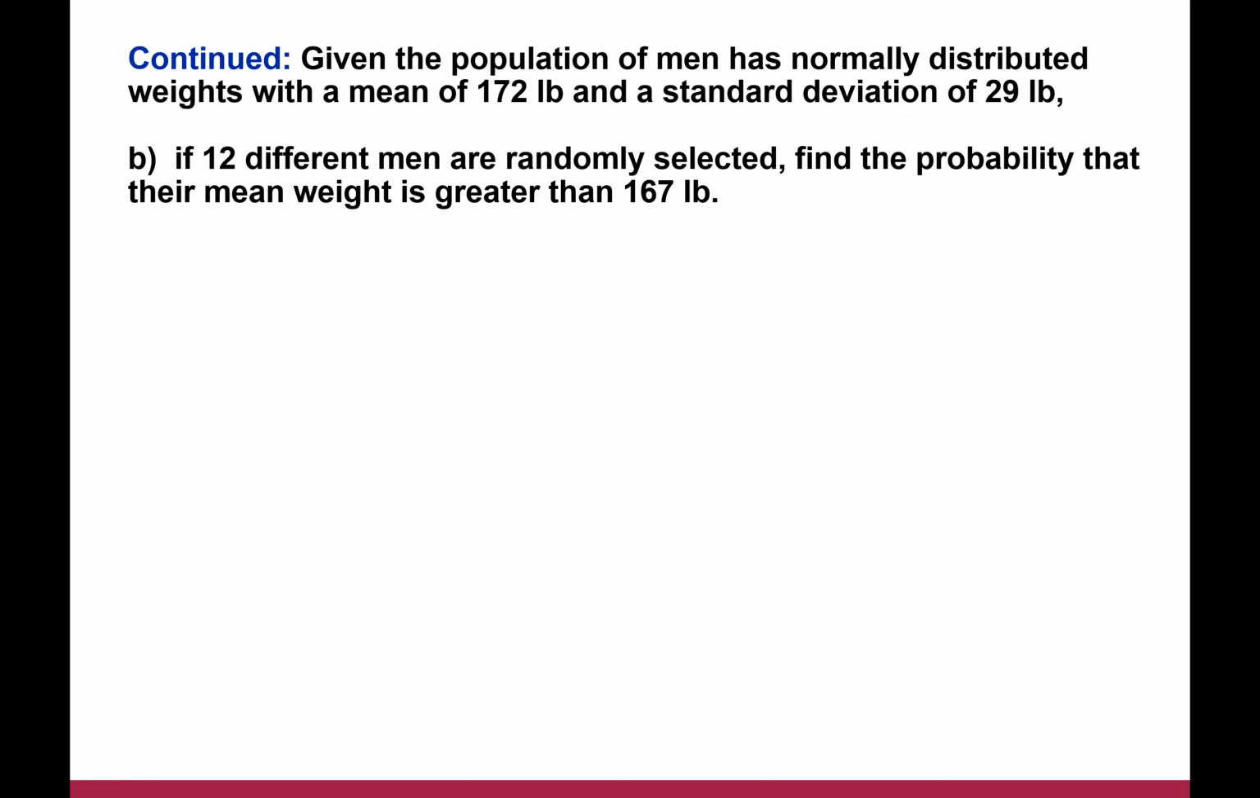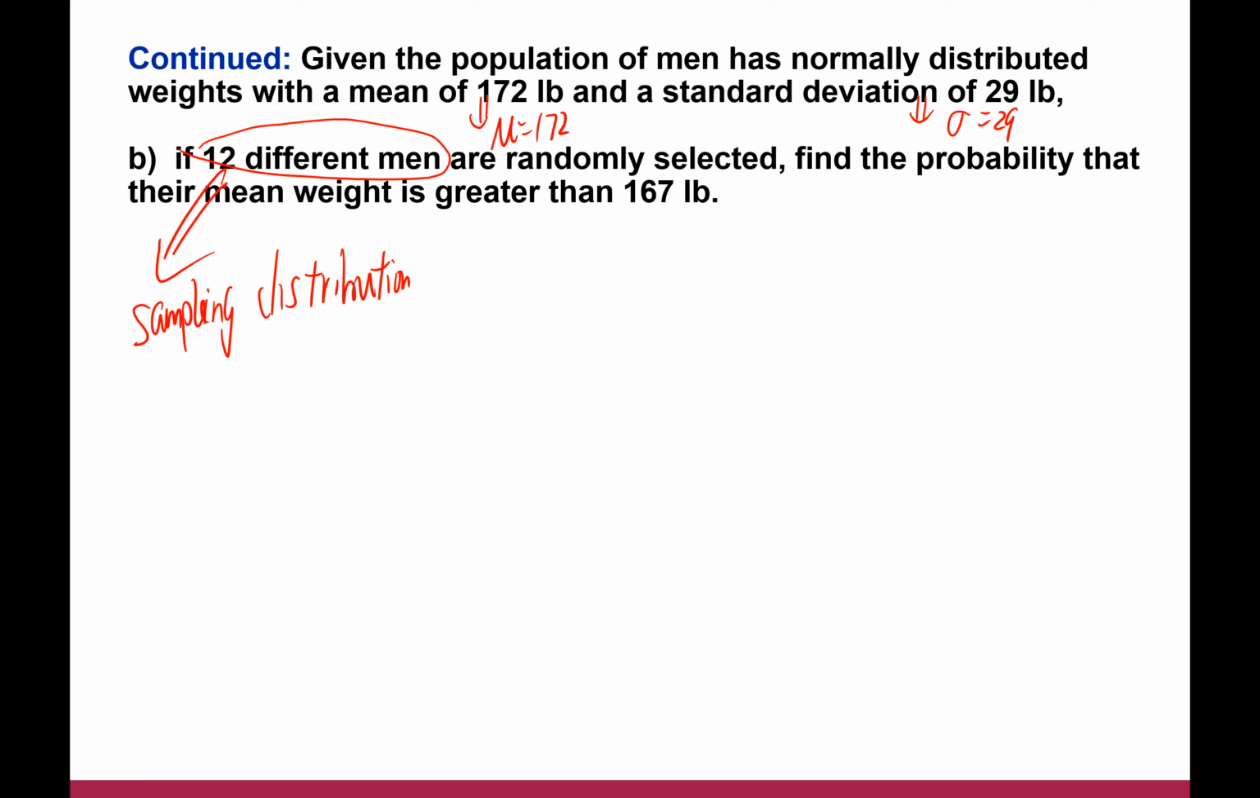Now, if given the population of men is normally distributed with the population mean equals 172, standard deviation 29. Now we have 12 different men randomly selected. So we get a sample mean. We compare the sample mean to the population mean. So this is what we call a sampling distribution. We are comparing the sample mean to the population mean.